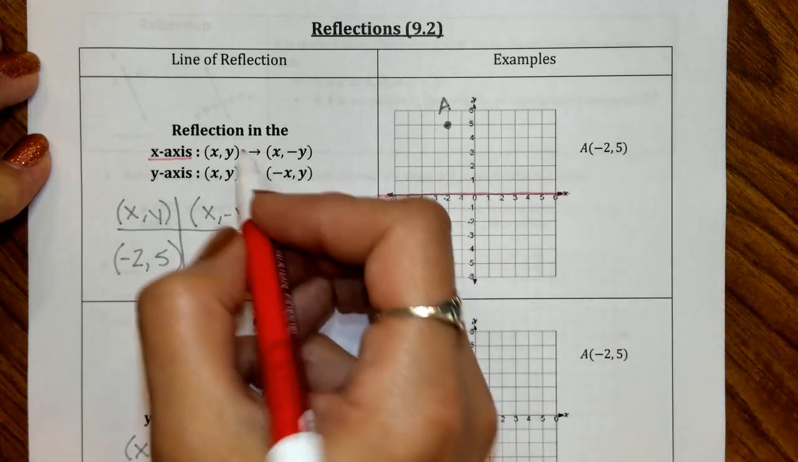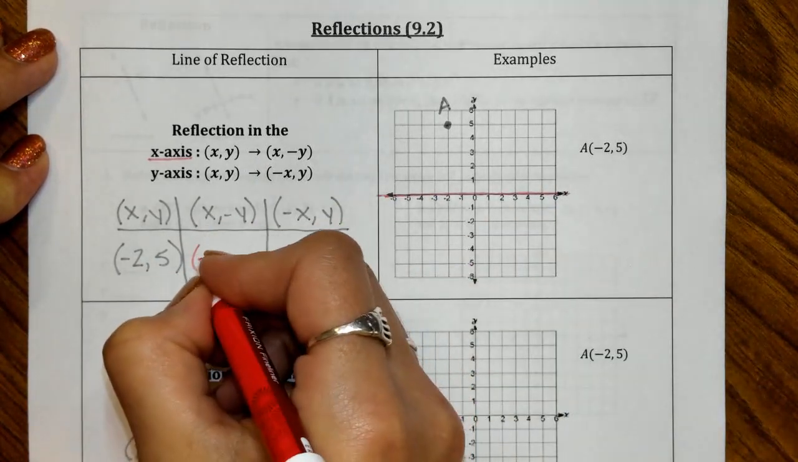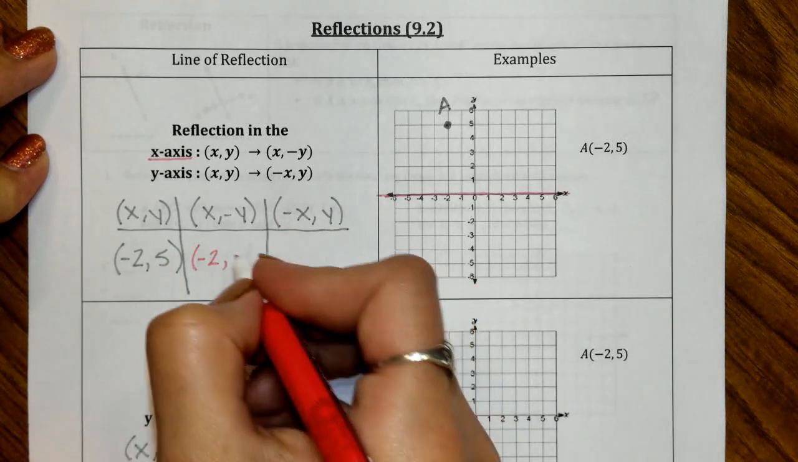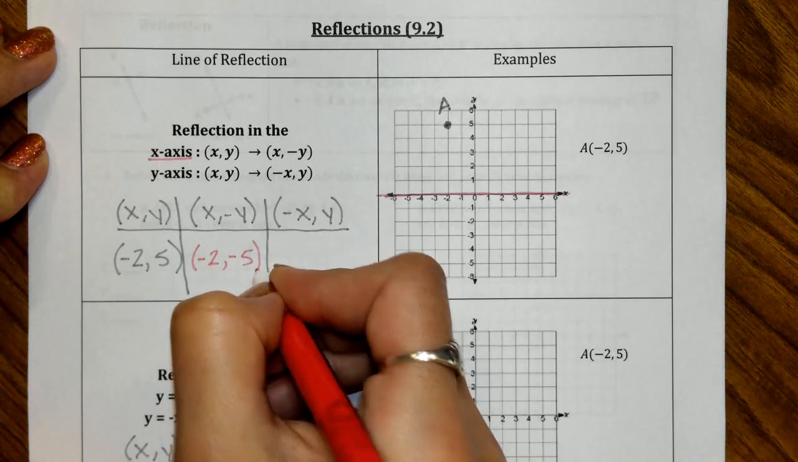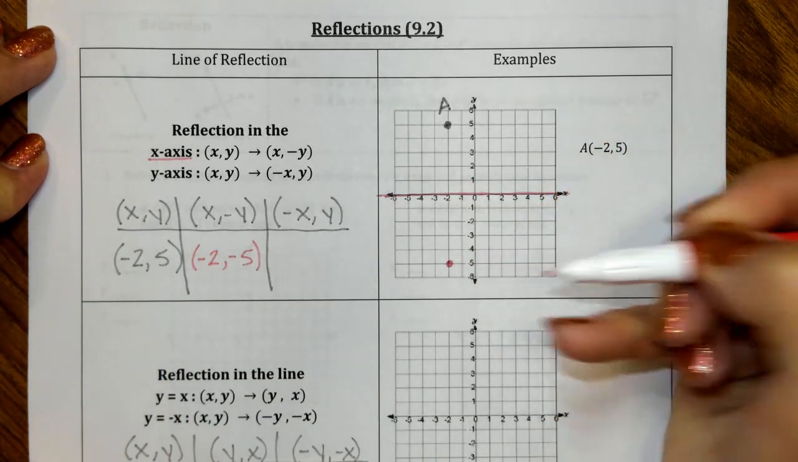So here, if we change those opposites, we're going to see, again, at (-2, 5), keep your x coordinate the same. Change the y coordinate to the opposite. So it ended up being (2, -5). And then we could plot (2, -5), okay?